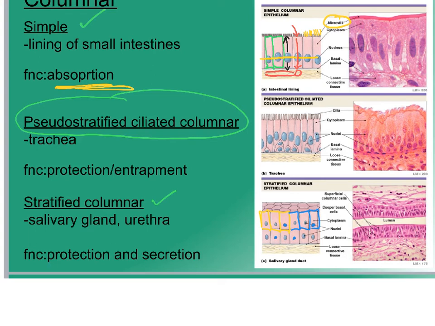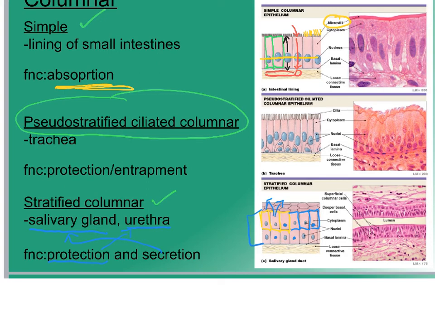They're primarily for protection. Remember, we've got that double layer of cells, so any stratified epithelium is good at protection. And these cells are going to be secreting substances. So where we find them, location, a salivary gland, so those saliva glands in your mouth, or even the urethra. The urethra is the tube that carries urine from the body to the external environment. So in that case, they're protecting the urethra. In salivary glands, they are secreting substances.